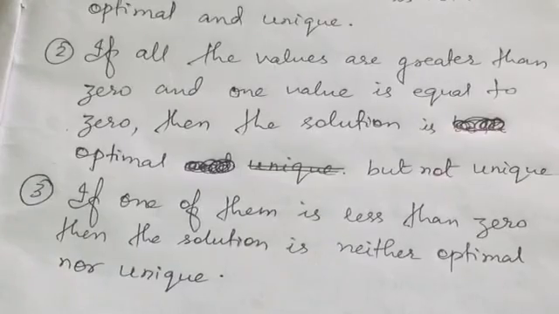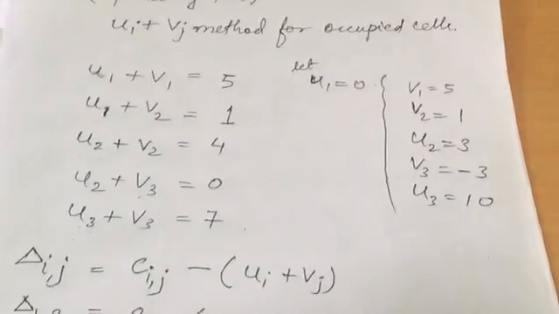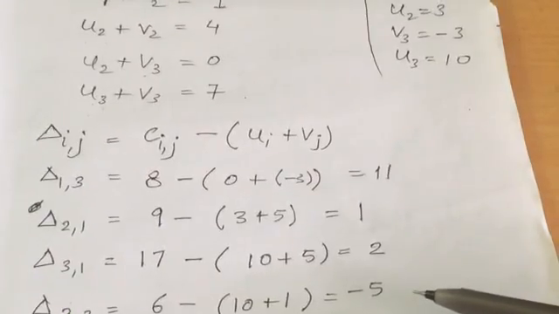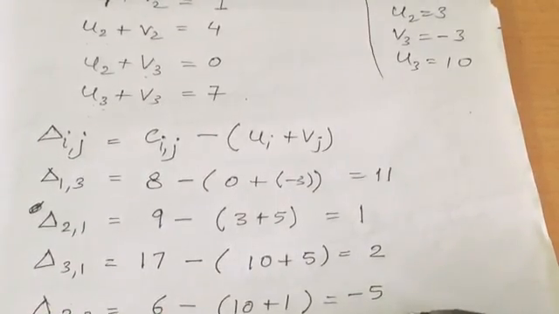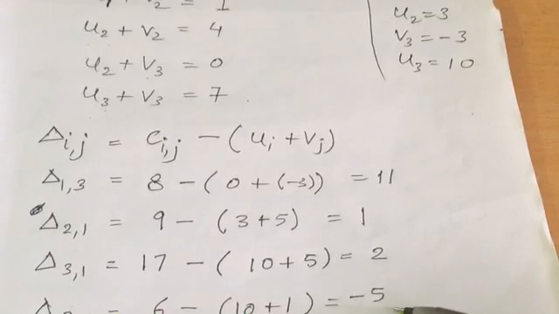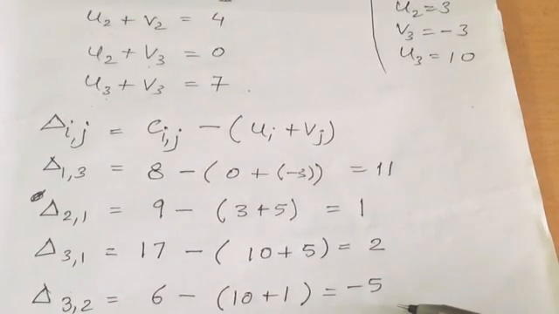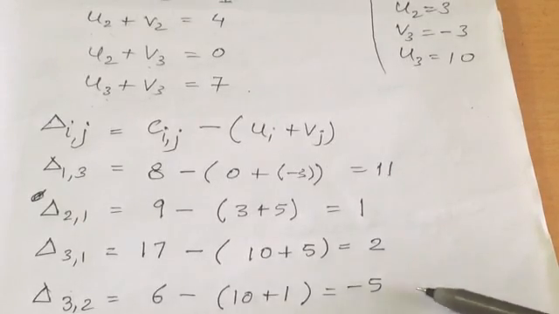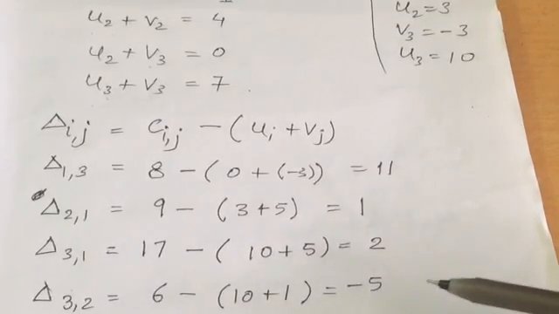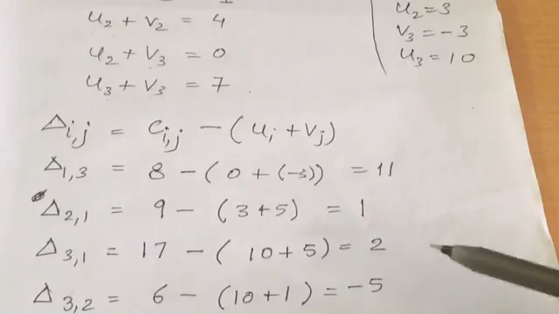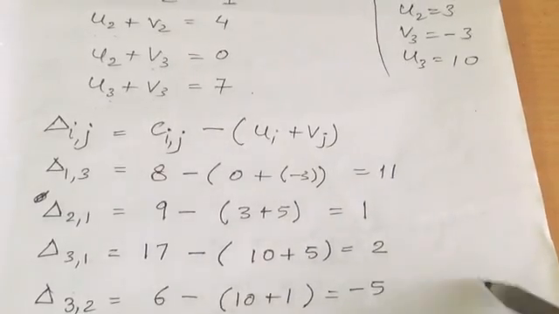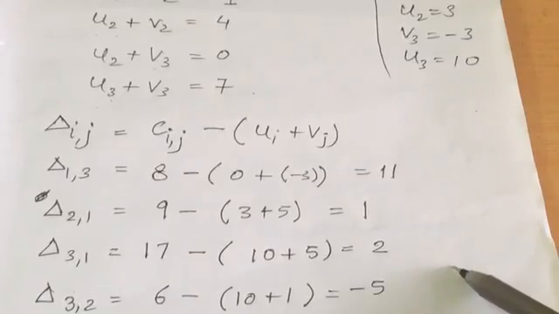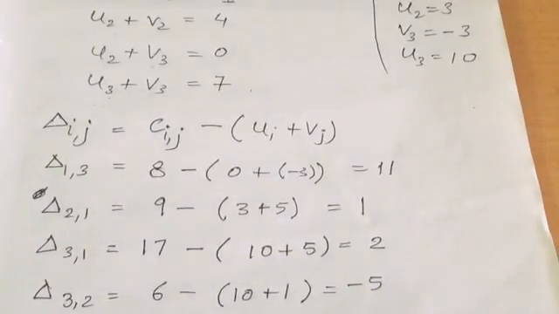So we have to see this rule. The values are 11, 1, 2 and minus 5. Here we see that one of the values is less than 0. So our present solution is neither optimal nor unique. Then what do we have to do? We have to modify our solution. The next step is to modify our solution, and we will do this using looping and reallocation. Okay, so let's see that step.